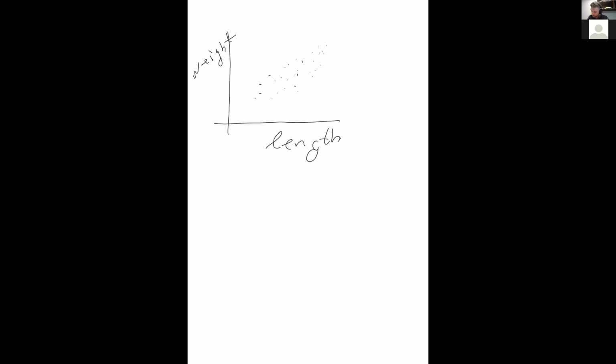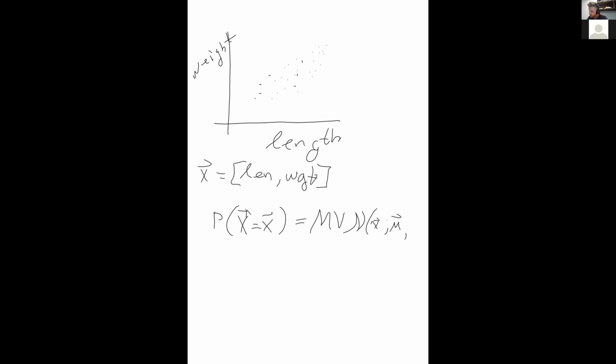So if we then write the vector x equals length and weight, then we could write probability over the vector x is modeled by a multivariate normal over the vector x with parameters mu, which is now going to be a vector, and covariance matrix sigma, which is a matrix.